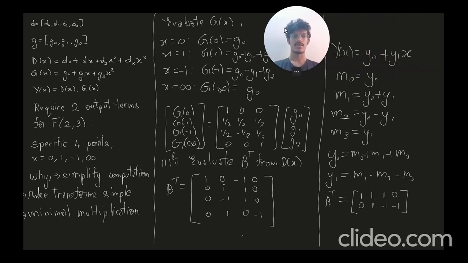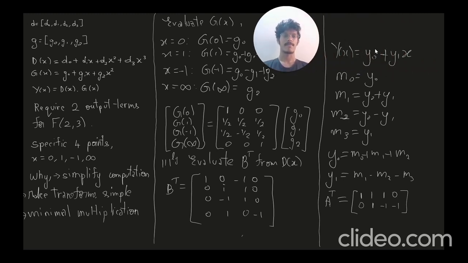So now here we've got y of x, which is equal to y naught plus y1 of x. This is the output you're getting, the two output terms as indicated over here. How we get those values is by again computing them at these specific locations. At x equals 0, we get m naught equals y naught, then m1, m2, m3.